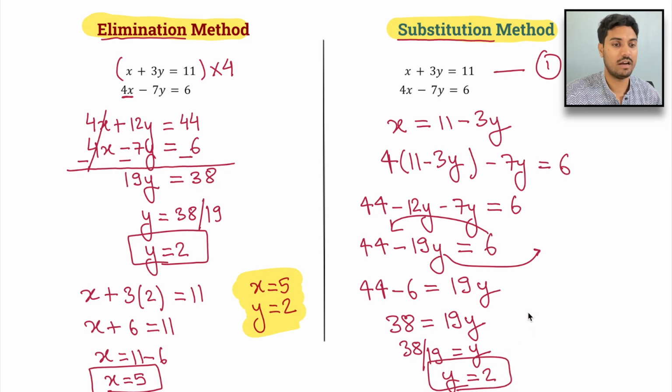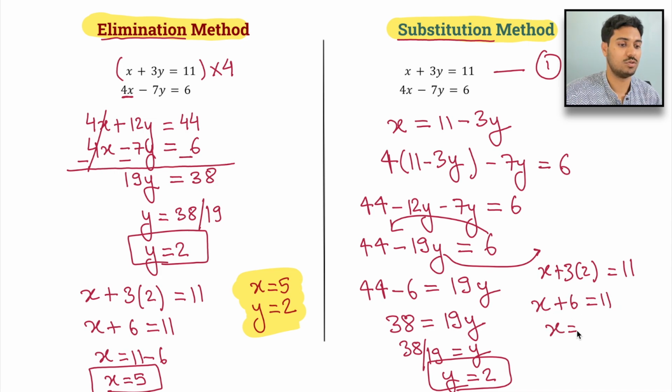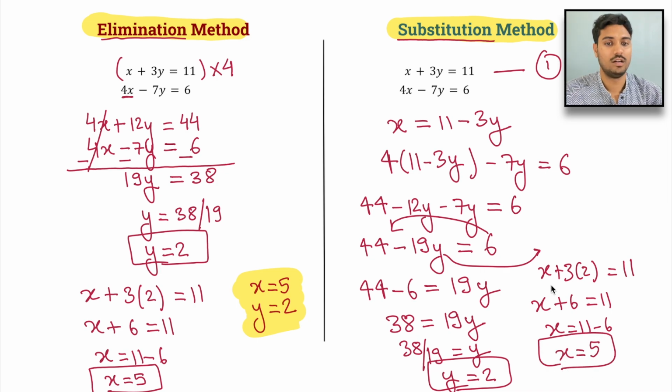Once we have the value of y equals 2, substitute the value in one of the equations. So we can write x plus 3 times 2 equals 11. So x plus 6 equals 11. So x equals 11 minus 6. Hence x equals 5. And that's how we got the value of x as 5 and y as 2, which is the same in both cases.